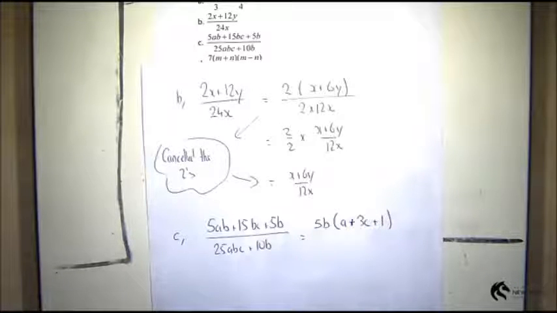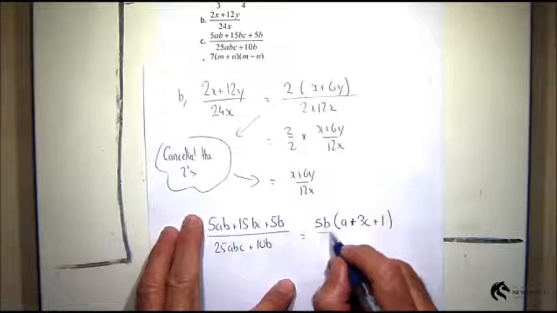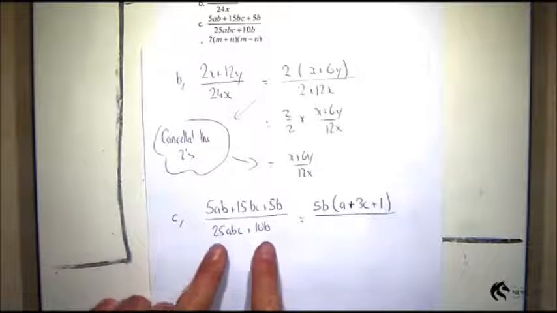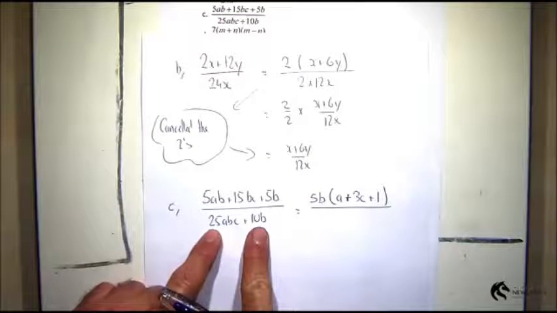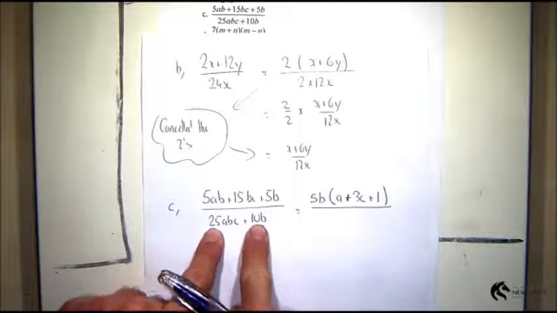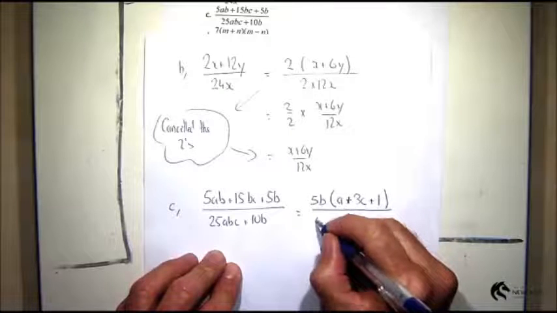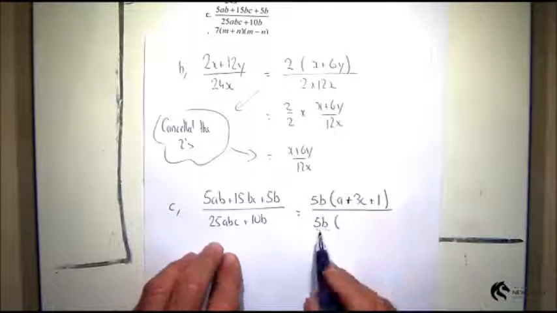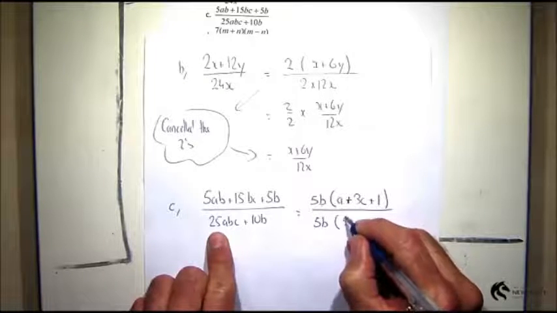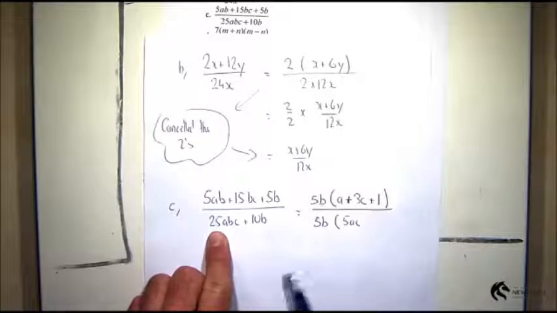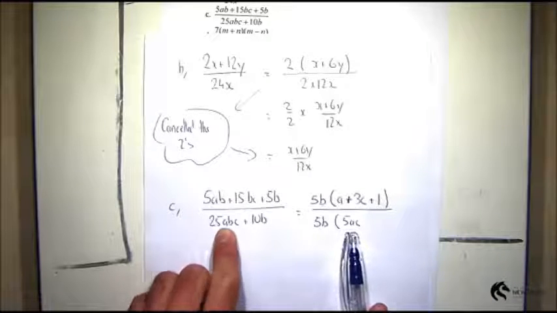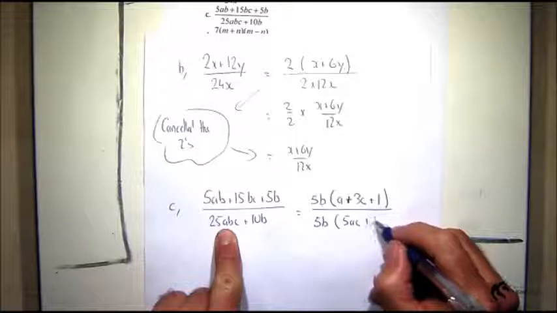Okay, let's look at the denominator. What can I see that's common to both of these? Certainly 5 is common to the 25 and the 10. There's a b there and there's a b there. So it looks like there's a 5b also common there. Now I'm going to have to multiply by 5ac. So that will give me 25abc plus 2.